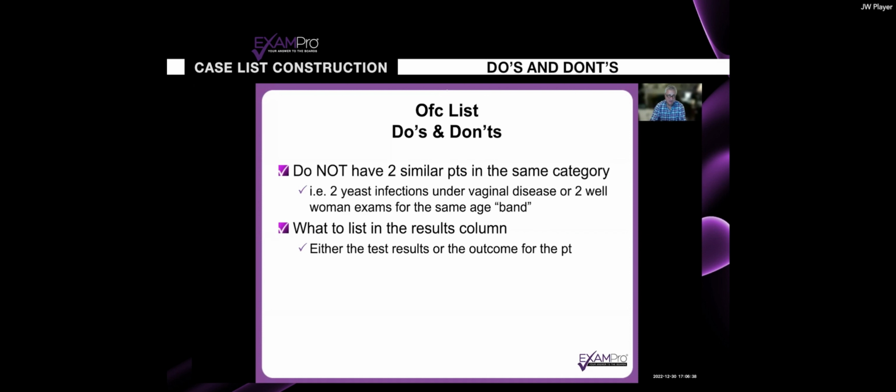And similarly, I've had people that had contraceptive management. So one, they put a Paragard, one, they put a progesterone IUD. Then they had a patient with abnormal bleeding, so they had another progesterone IUD. And they had somebody with hyperplasia, and they had another progesterone IUD. So I've seen lists where they've had four patients with BV, or four patients with the same IUD.